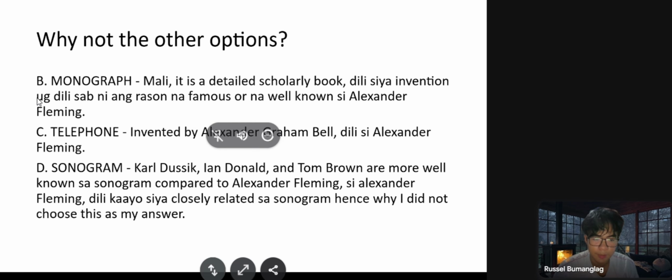So, why not B, monograph? Wrong. It is a detailed scholarly book. It is not an invention or the reason why Alexander Fleming is famous or well-known. So, cross out B. And C, telephone. The telephone was invented by Alexander Graham Bell, not Alexander Fleming. And D, sonogram. Carl Dussik, Ian Donald, and Tom Brown are more well-known for the sonogram compared to Alexander Fleming. Alexander Fleming is not closely related to the sonogram, hence why I did not choose this as my answer, which is D, sonogram.